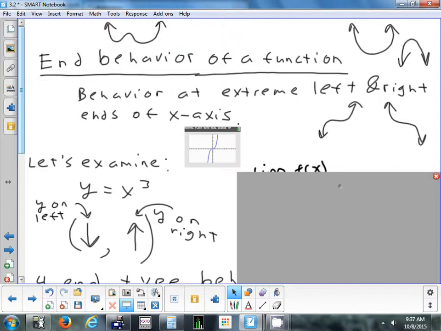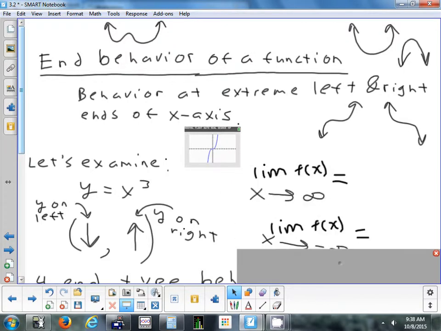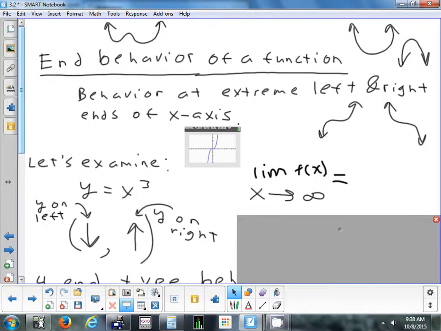Okay, that's one way to describe what's happening. Another notation that they use to describe what's happening is this notation. It says lim f of x, and that's pronounced the limit of f of x. Remember, f of x is really just like saying y. So it's saying what's happening to y as x heads towards infinity. What's happening to y as x gets really, really big?